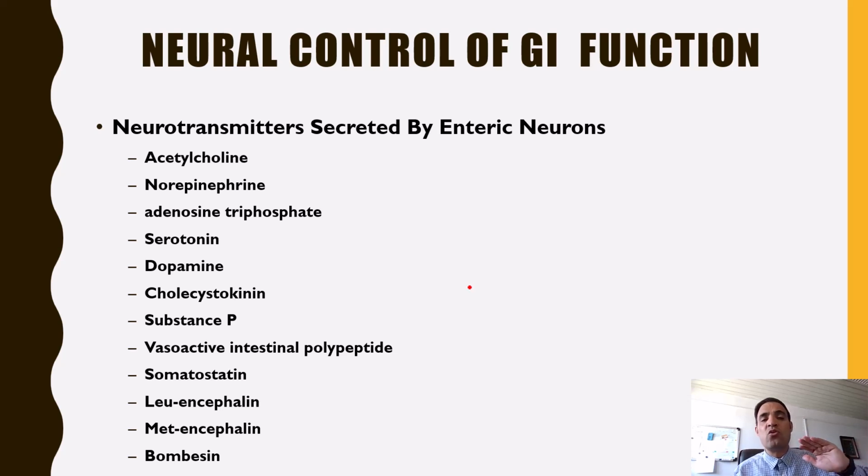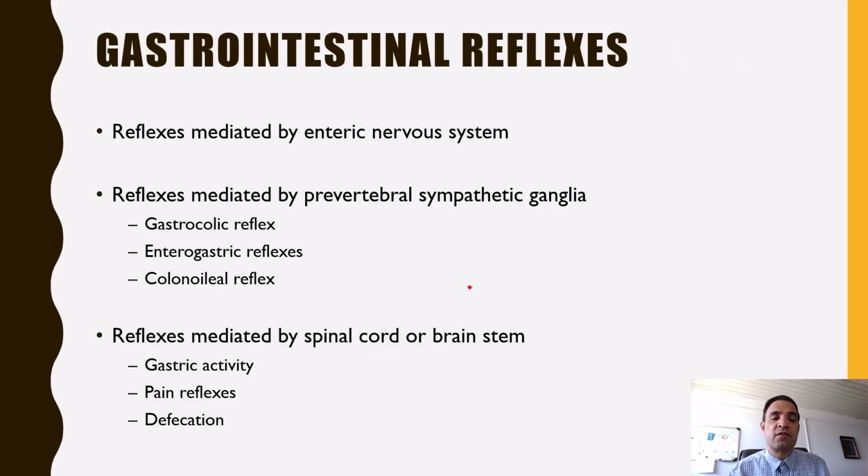For example, the neurons that release VIP are responsible for relaxation of smooth muscle. Those that are releasing dopamine and serotonin stimulate the contraction. And this shows how much complexity we have in the enteric nervous system and also the autonomic nervous system.